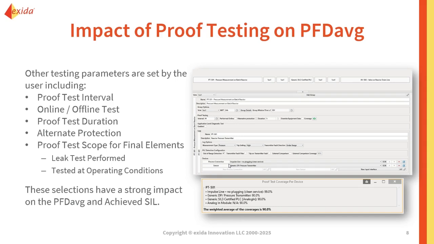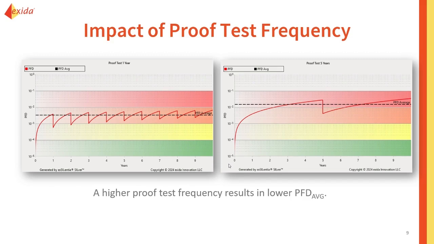For final elements, we have additional proof test scope that you can indicate if you're doing a leak test or if you're testing at operating conditions. This is going to reveal more dangerous undetected failures than if you were simply doing a full stroke test for your final elements. And so this is going to help us understand the effectiveness of your proof test, which will up the proof test coverage. All of these parameters have a big impact on the results of your SIL verification. And so let's talk a little bit about exactly how this is going to affect your results.